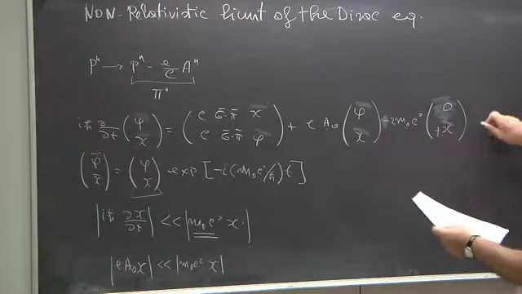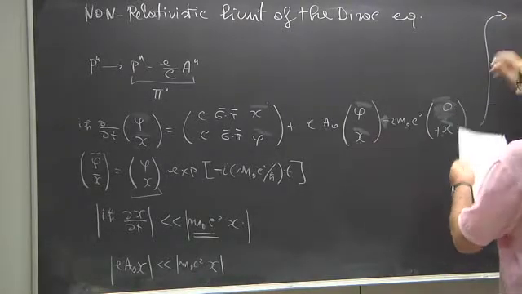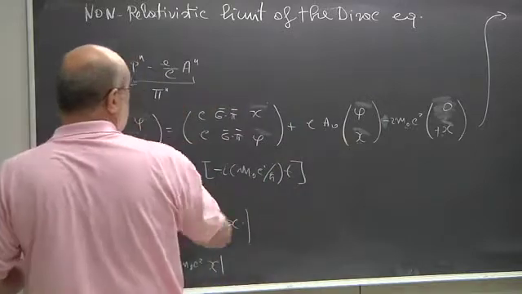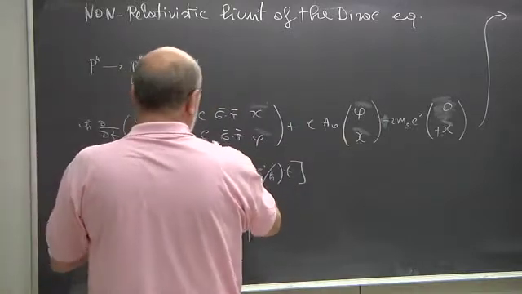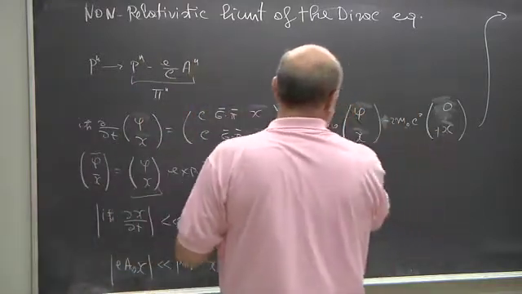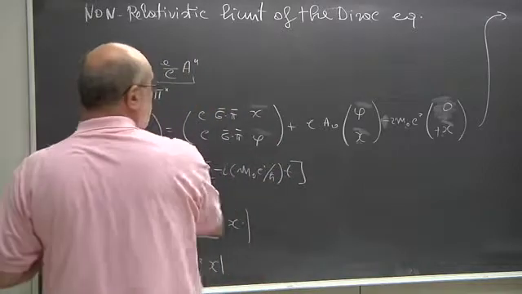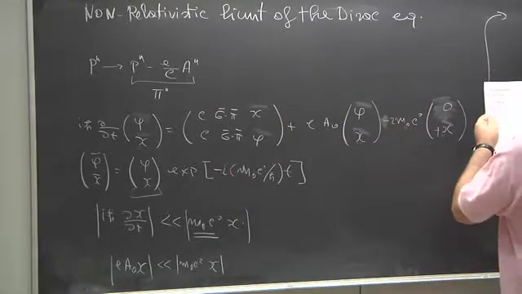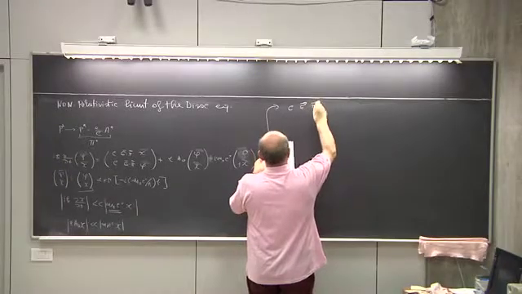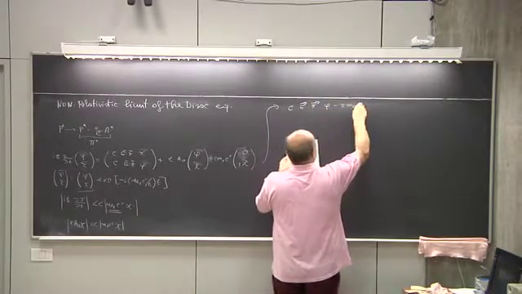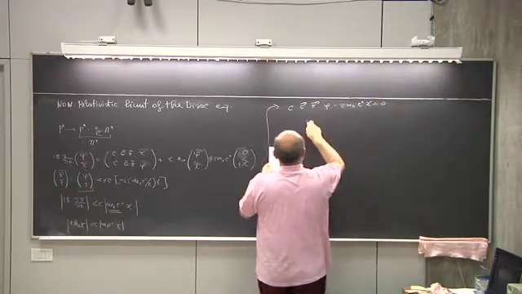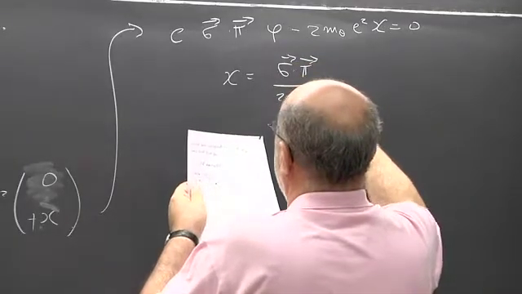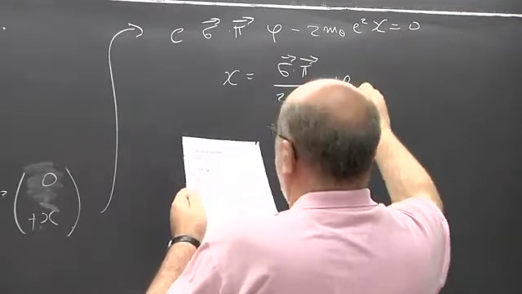Okay, and so in the lower component, if we neglect that, we will get only these two pieces. So we neglect the potential energy and the kinetic energy, which are much smaller than the mass, and we are left only with this part and this part. So for the lower component, we get only this equation, c sigma dot pi phi minus 2 m0 c square chi equals 0. And from here we get chi equals sigma dot pi over 2 m0 c phi.